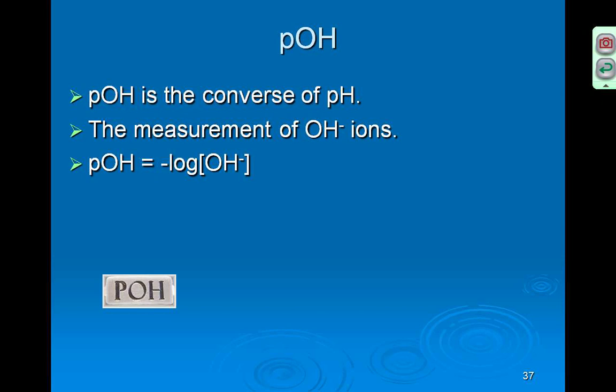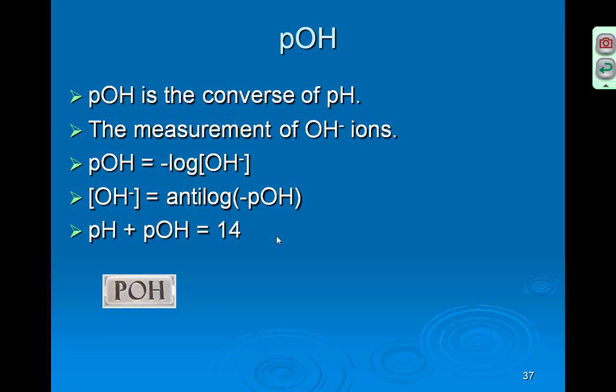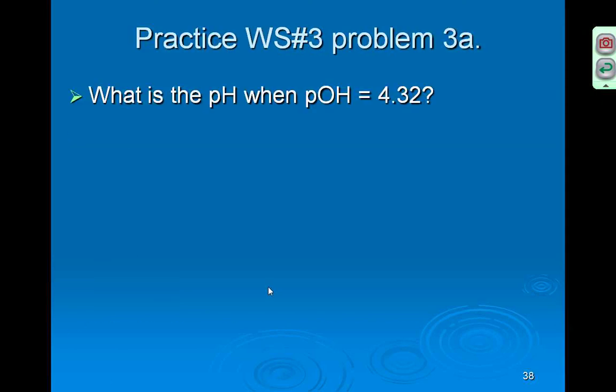pOH is the converse of pH. It's the measurement of OH ions. The formula looks the same except if you want to find pOH, you have to have the OH in there. And if you want to find the OH, it's the antilog of the negative pOH. And interestingly enough, if you add the pH and the pOH together, you'll get a max of 14.